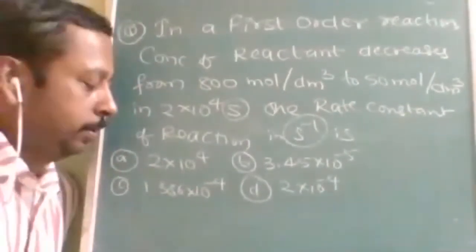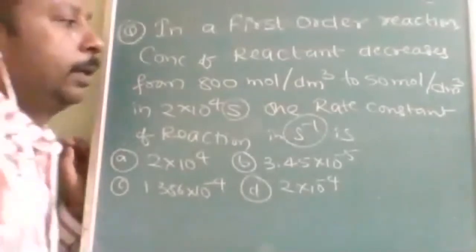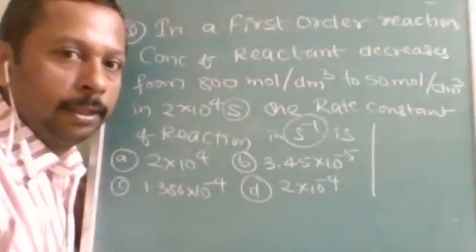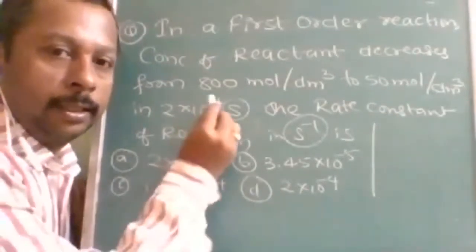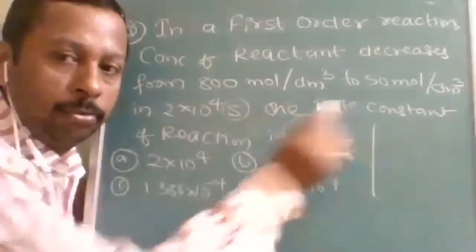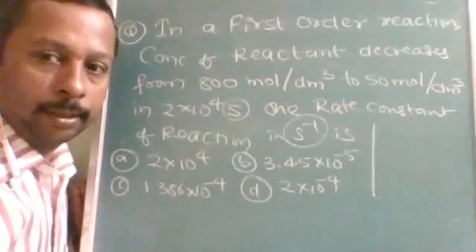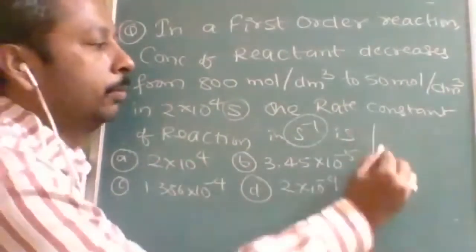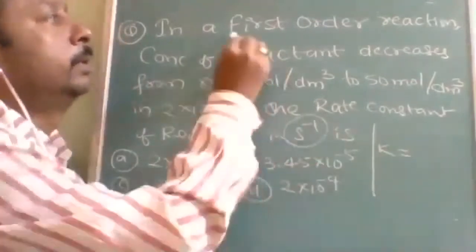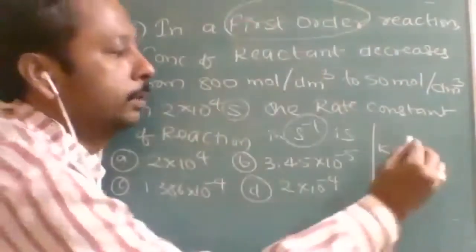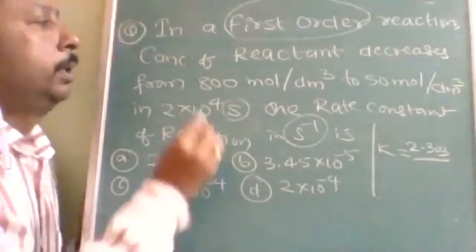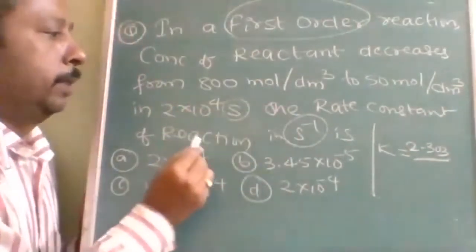Okay, good. So now I am explaining how to solve this question. In this question, the reactant decreases from 800 to 50. So here, what do we want? K. K is equal to, as it is told that it is first order kinetics, 2.303 upon t. What is the time given?